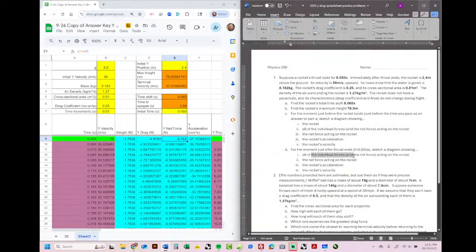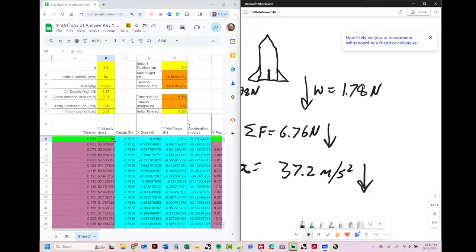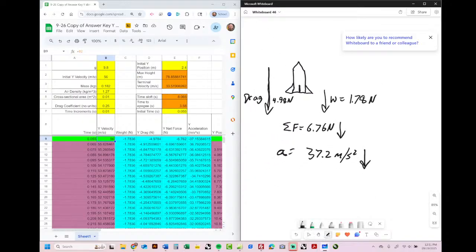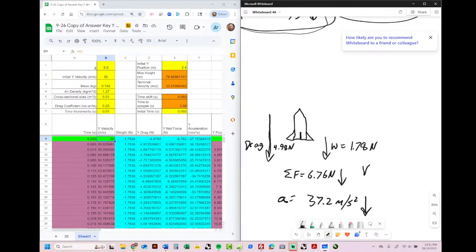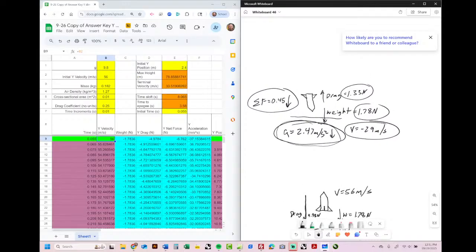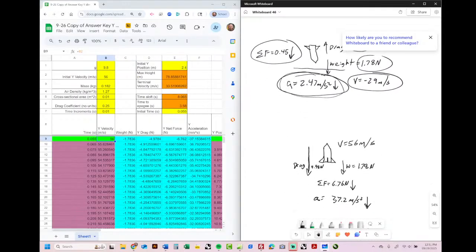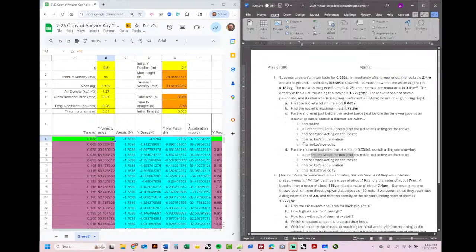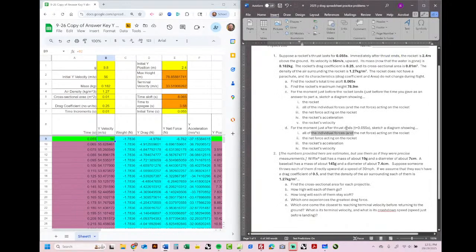So I've got all the individual forces. I have the net force. Oh, I need to find the velocity. The velocity is just the starting velocity, 56. I don't know if I wrote the velocity on the other one. Velocity, let me write it up here. Velocity equals 56 meters per second. Did I write it on this one? Yeah, velocity is negative 29. Okay, so that takes care of the ones about the rocket.